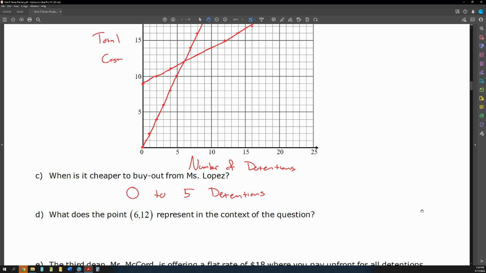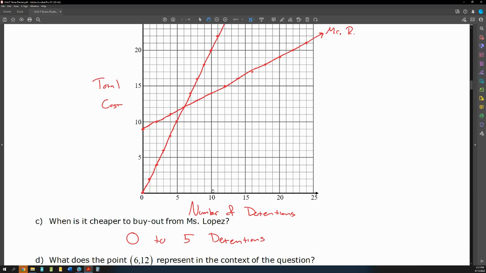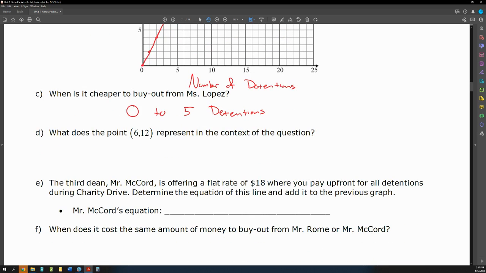Part D, what does the point (6, 12) represent in the context of this question? Well, (6, 12) is where these lines intersect. So that's where the total cost is equal for each of them. And it also happens to be an equal number of detentions for both of them. So that tells us that the cost of 6 detentions, and that's for either dean, is $12.